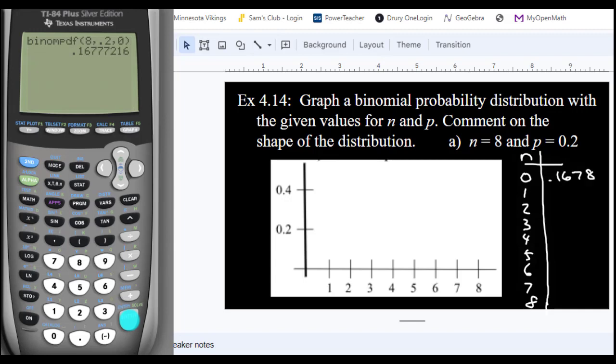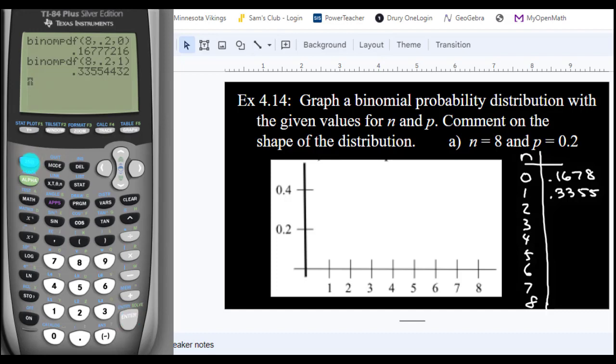And we'll do all these right away, and then we'll go back and change them. So I'm going to use a little trick. I'm going to go second, enter, and that's going to bring this back up for us. Notice the n is still 8, the p is still 0.2, but this time I want to know about 1. So we're going to get 0.3355.